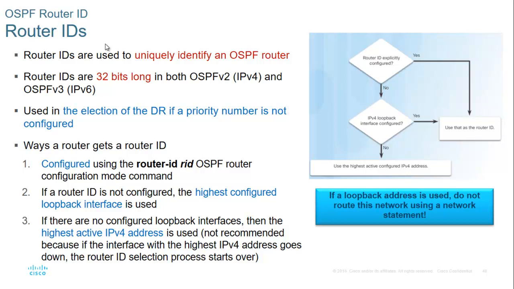The ways a router gets a router ID, if you look here, are very similar to EIGRP. These are the ways a router gets a router ID. One, by manually configuring the router ID using the router-id command. Secondly, if the router ID is not configured and there is a loopback, the highest configured loopback interface is used. If there is no router ID configured and no loopback used, then the highest active IP version 4 address is used.